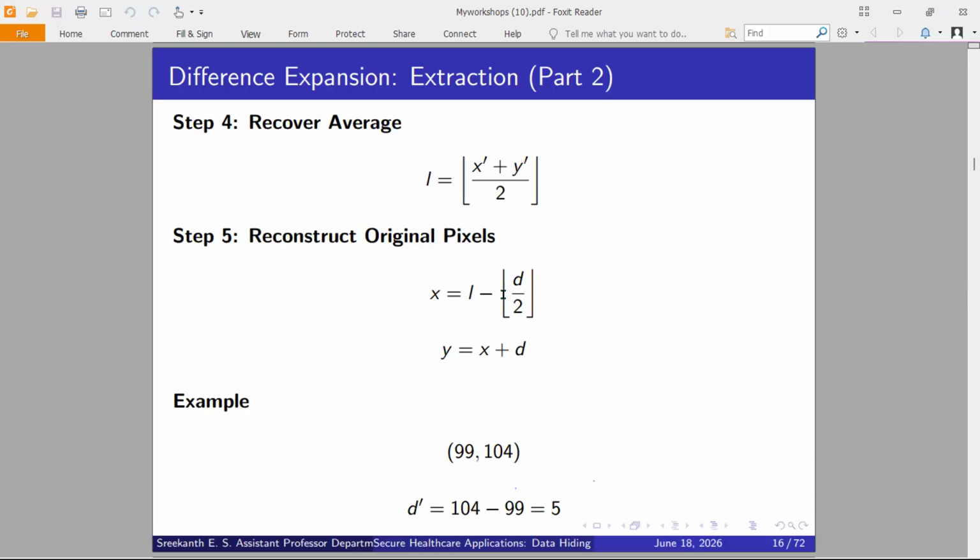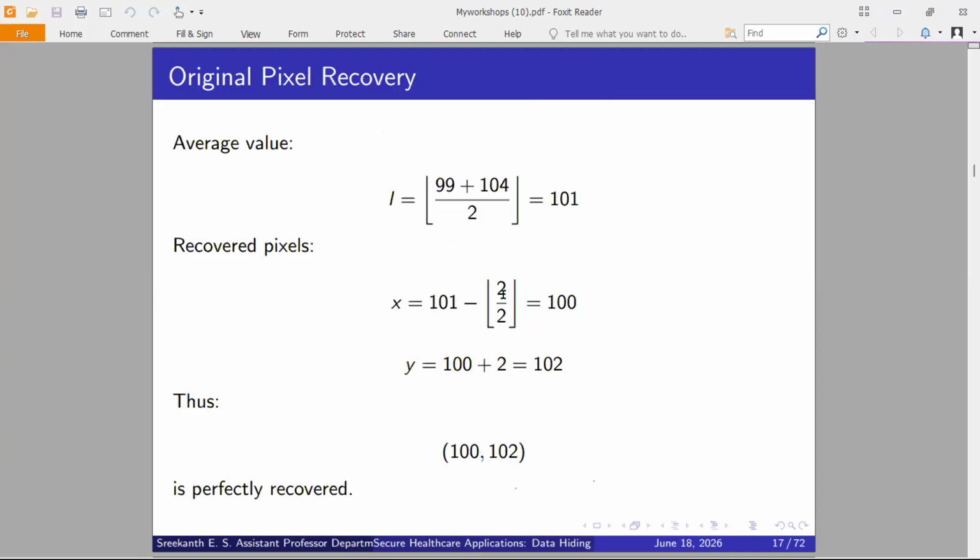Okay, reconstruction. Reconstruction is happening because d we already found out. Now you can use y is equal to x plus d for calculating the initial values. Now we will get back the initial values. You can see here 101 is the average, so 101 minus 2 by 2, where 2 is the d, and you will get x as 100 and y as 100 plus 2, that is 102. Now we embedded some values. The receiver obtained them, and he or she can extract the same value along with the watermark bit.